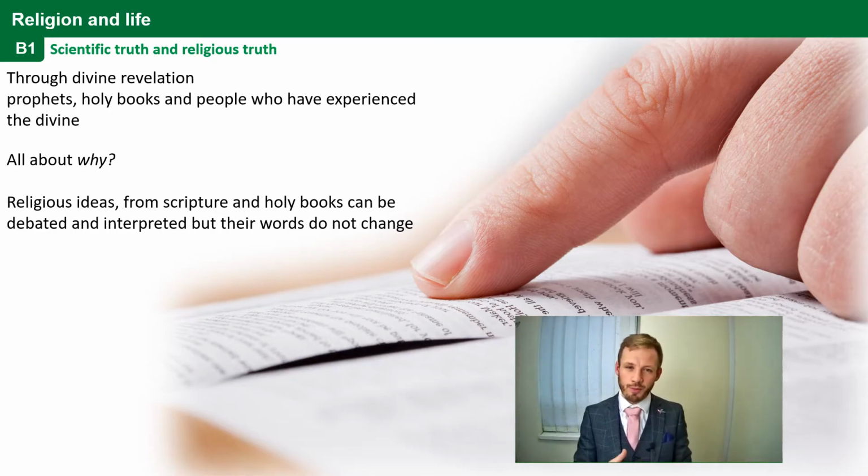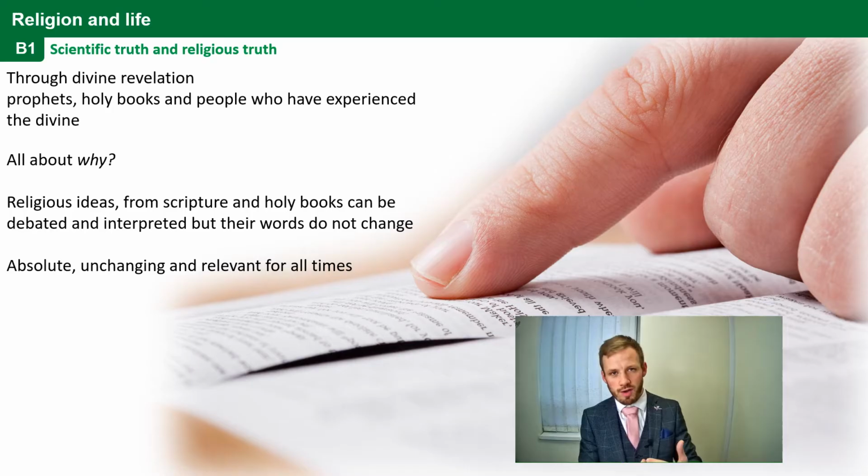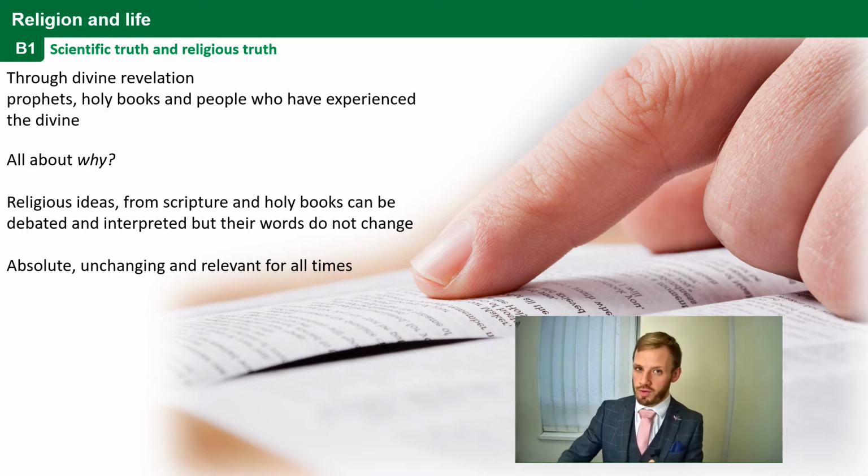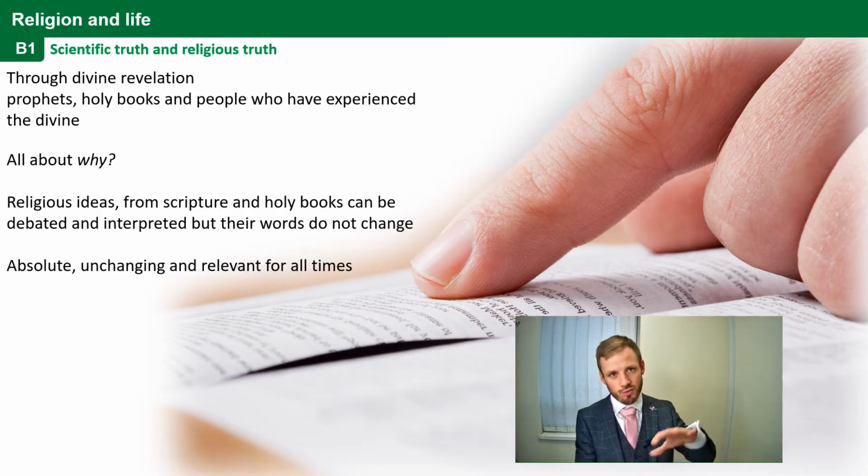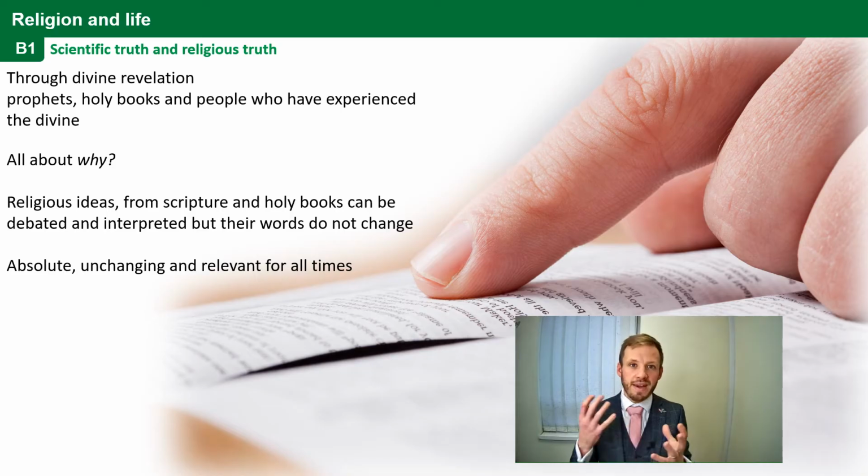Religious ideas are generally from scripture, from things that have been written down and recorded. What's different to science is that the words of those things, the message, doesn't change. However, as we know, the interpretation can change, and different people can interpret the same thing in different ways. Because of its nature, religious truth is generally said to be absolute. It is unchanging, and it's relevant for all times. So for Jews, for example, the same text that they read today is the same text that their ancestors read thousands of years before. Many Jews would say that just like that text was relevant thousands of years ago, it's also still relevant today. And it's about interpreting that truth for this context.